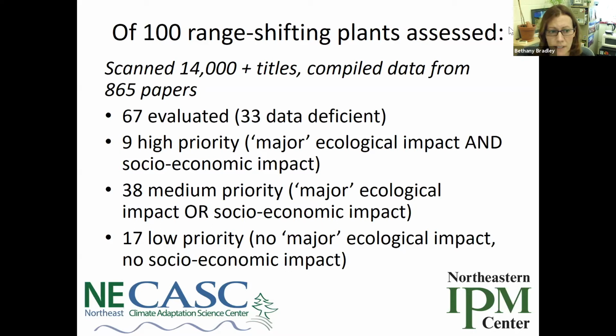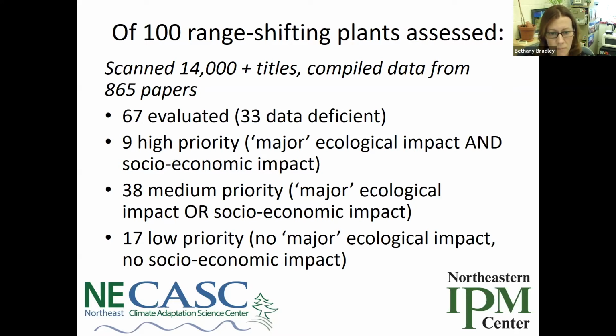So of those 67, we identified 9 as high priority. These were species that had at least 1 major ecological impact, so again, an impact on the ecological community, and also had some form of socioeconomic impact. Most of these were agriculturally related, whether that was hosting some other pest or competing directly with crop species. But we also had human health impacts, and other economic impacts, on forestry or on power lines or something like that, although agriculture was the most common.